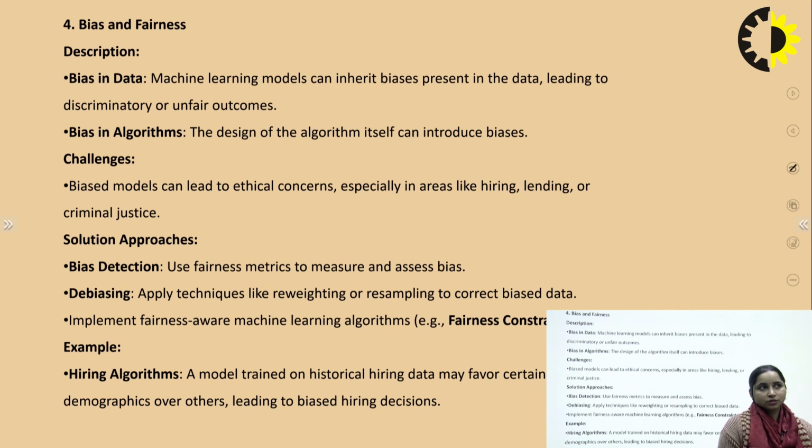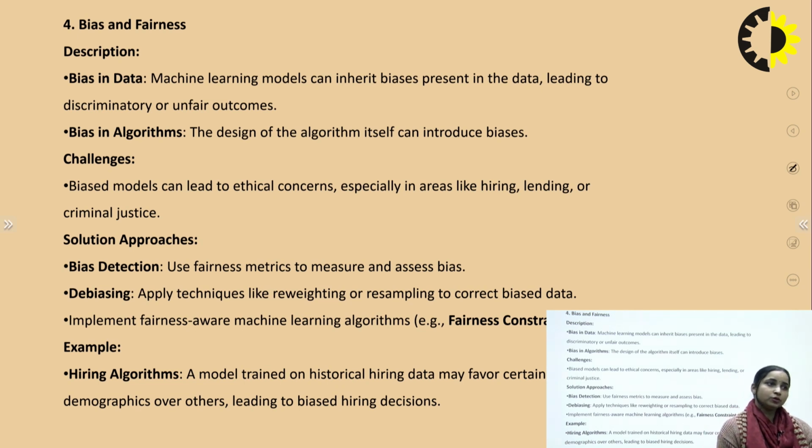Then the fourth issue is bias and fairness. So bias in data is machine learning model can inherit biases present in the data, leading to discriminatory or unfair outcomes. So the bias in algorithm, the design of the algorithm itself can introduce biases. So what are the challenges? So biased model can lead to ethical concerns, especially in the area of hiring, lending or criminal justice.